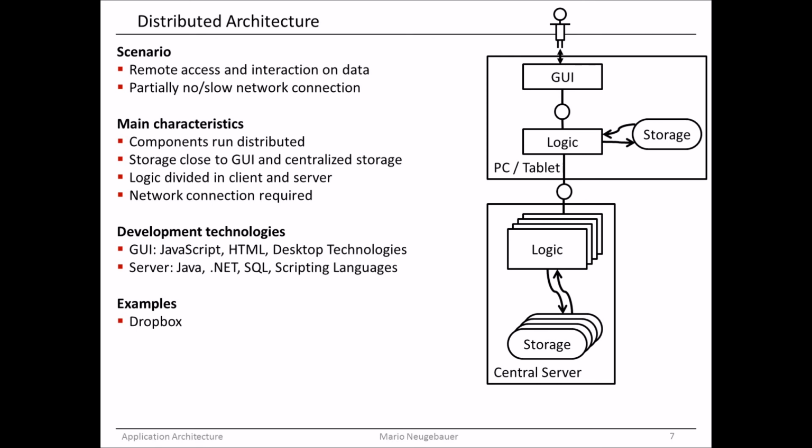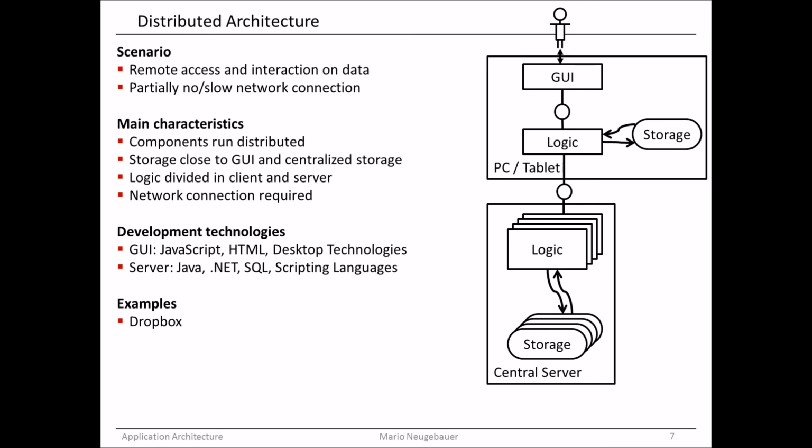Again, looking into the development technologies shows that you have different technologies you might be using for such a distributed architecture. For example, if you develop a Dropbox application for a PC, then you would use desktop technologies like .NET on the PC, or for a browser-based client program which is able to process logic and to store some data, you would use JavaScript and HTML. On the server side, you could use other technologies like Java, maybe also .NET for the server programming, and SQL for accessing data, scripting languages to maybe support the logic on the central server.